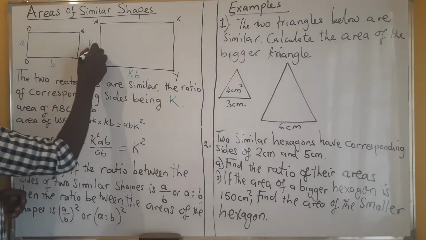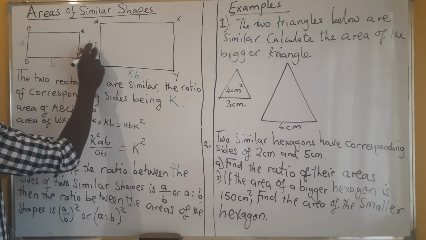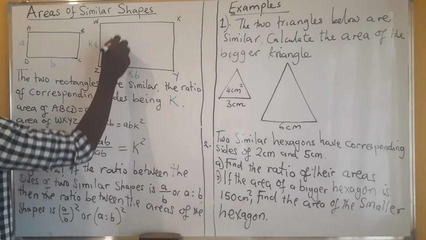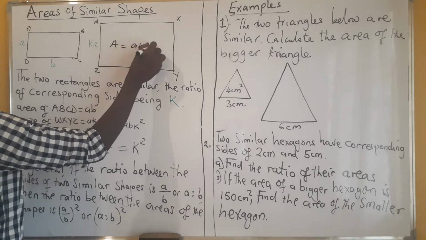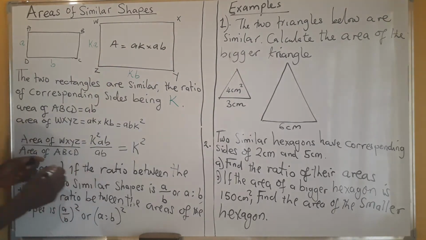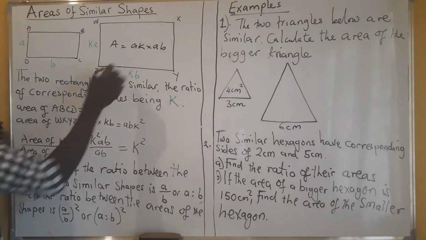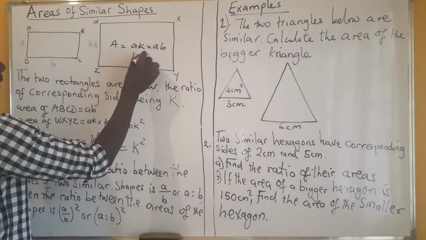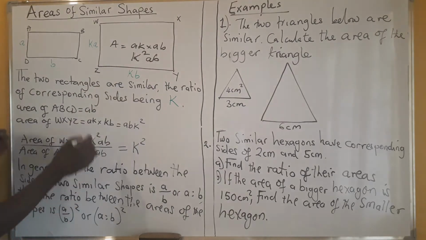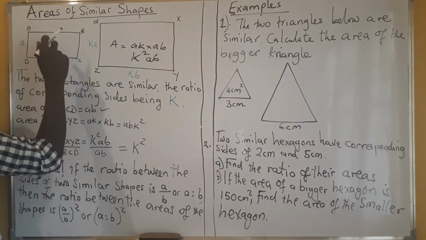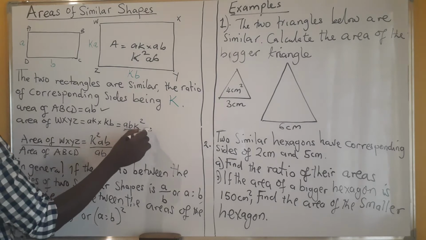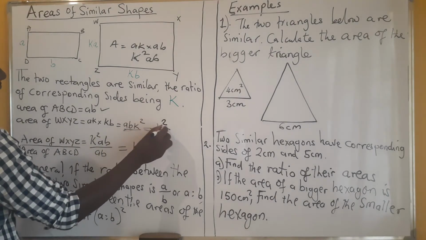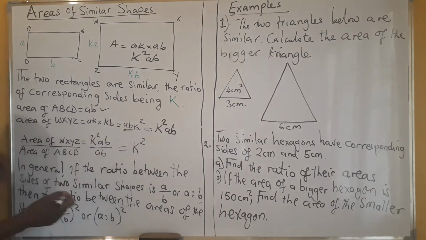Now here we have our area. This side we have KA, and here we have KB, so our area is equal to KA multiplied by KB. Now when you multiply this, you get K squared AB. So this is the area of the first rectangle, and this one is the area of the second rectangle, which can also be written as K squared AB. This and this are the same.